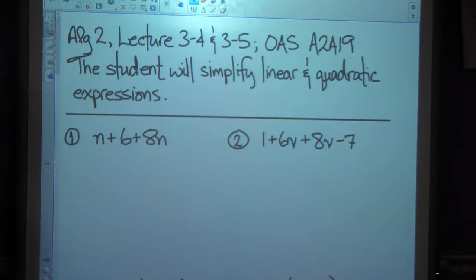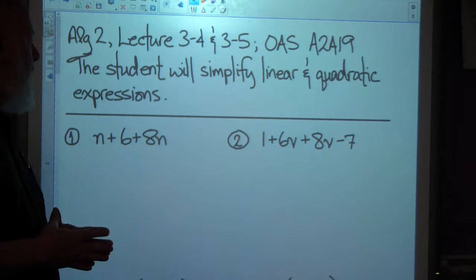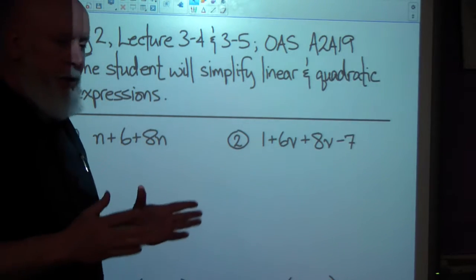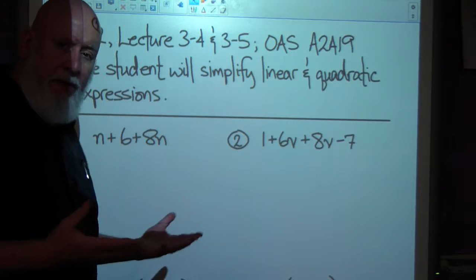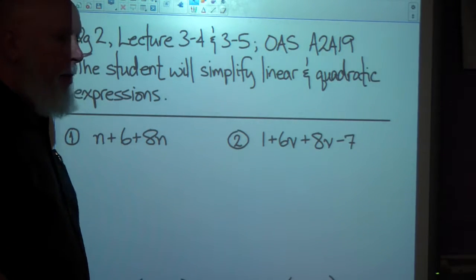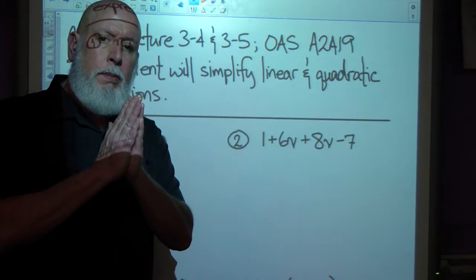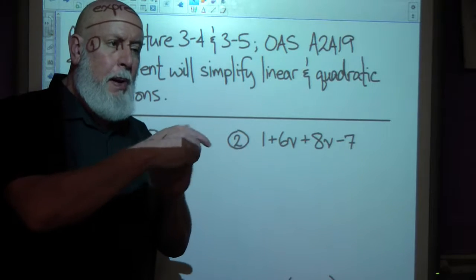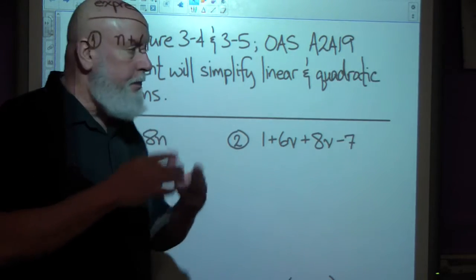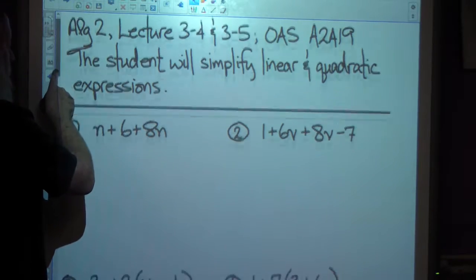Alrighty, Algebra 2, Lecture 3.4 and 3.5, OASA 2A19. The student will simplify linear and quadratic expressions. This is stuff you've done before. It's just a little walk down memory lane, a little refresher. Basically, all we're going to be doing is combining like terms and using the distributive property and then combining like terms. So, pretty straightforward, simple stuff you did from Algebra 1, a little refresher.